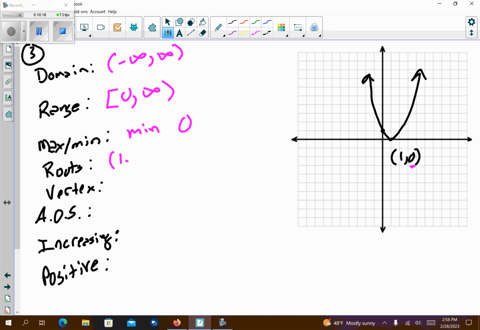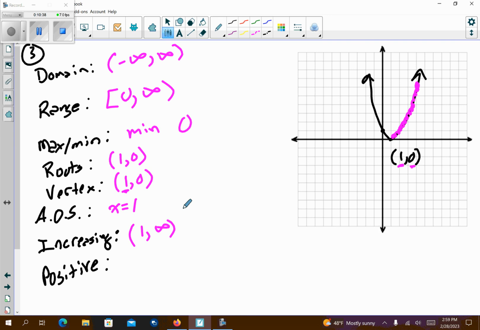Do I have any roots? Yeah, my roots have to be 1 comma 0 because that's where it kisses it. It also is where my vertex exists. And then my axis of symmetry is always x equals the x value of the vertex. Where is this increasing? Well, it's increasing here. Okay, so we're going to use the x, so from 1 to infinity.